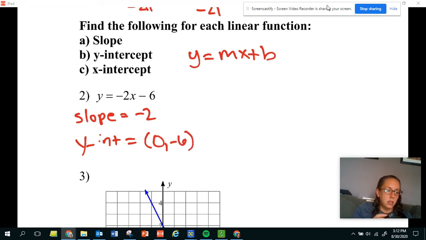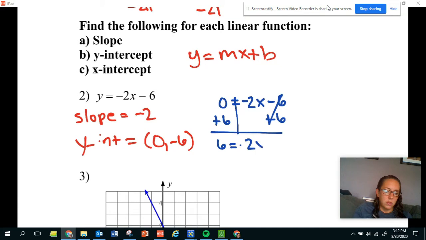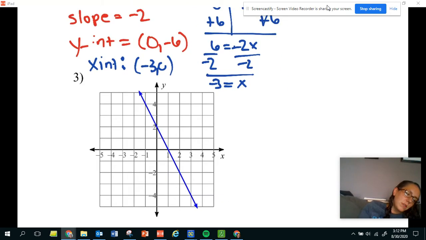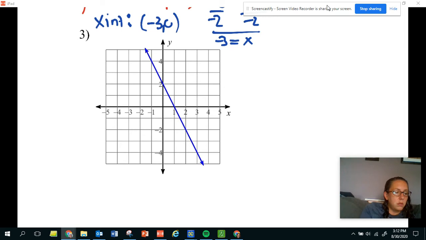And then to find my x-intercept, I have to plug in 0 for y. So if I solve this, I add 6 to both sides. And I'm going to divide by -2 to get -3. So my x-intercept is the point -3, 0. Cool. All right.